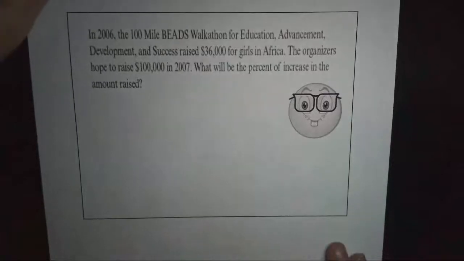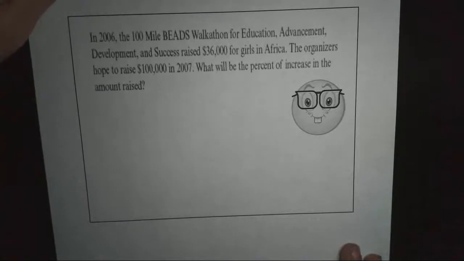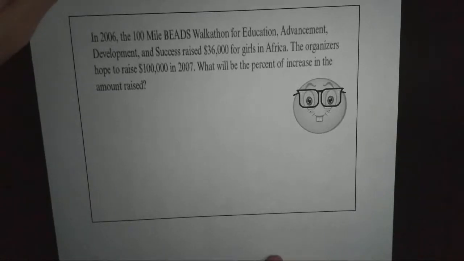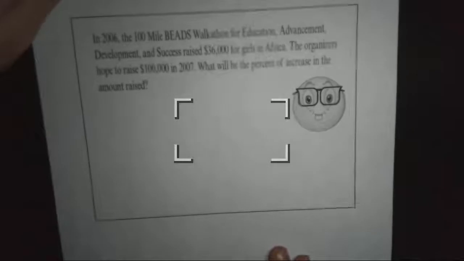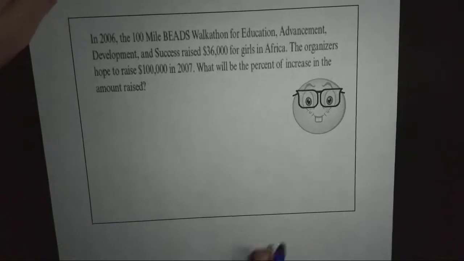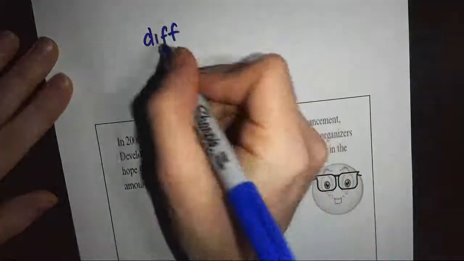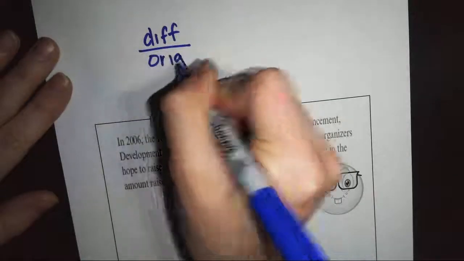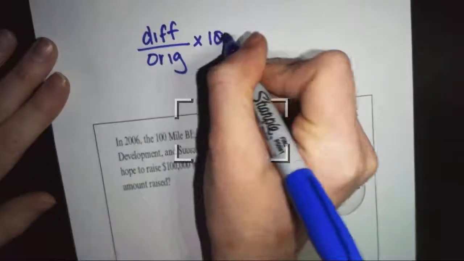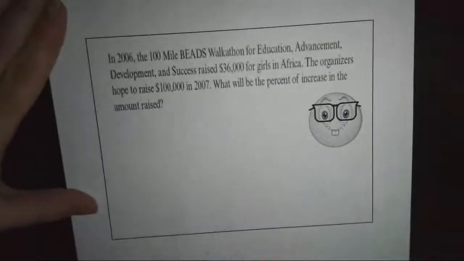This is our final example, and again, that does need to go in your notebook. In 2006, the 100-mile Beads Walkathon for Education, Advancement, Development, and Success raised $36,000 for girls in Africa. The organizers hope to raise $100,000 in 2007. What will be the percent of increase in the amount raised? So remember, for percent of increase, we take the difference in the amounts divided by the original, and then we multiply that by 100%. Now here, we want to find the difference in our two amounts.